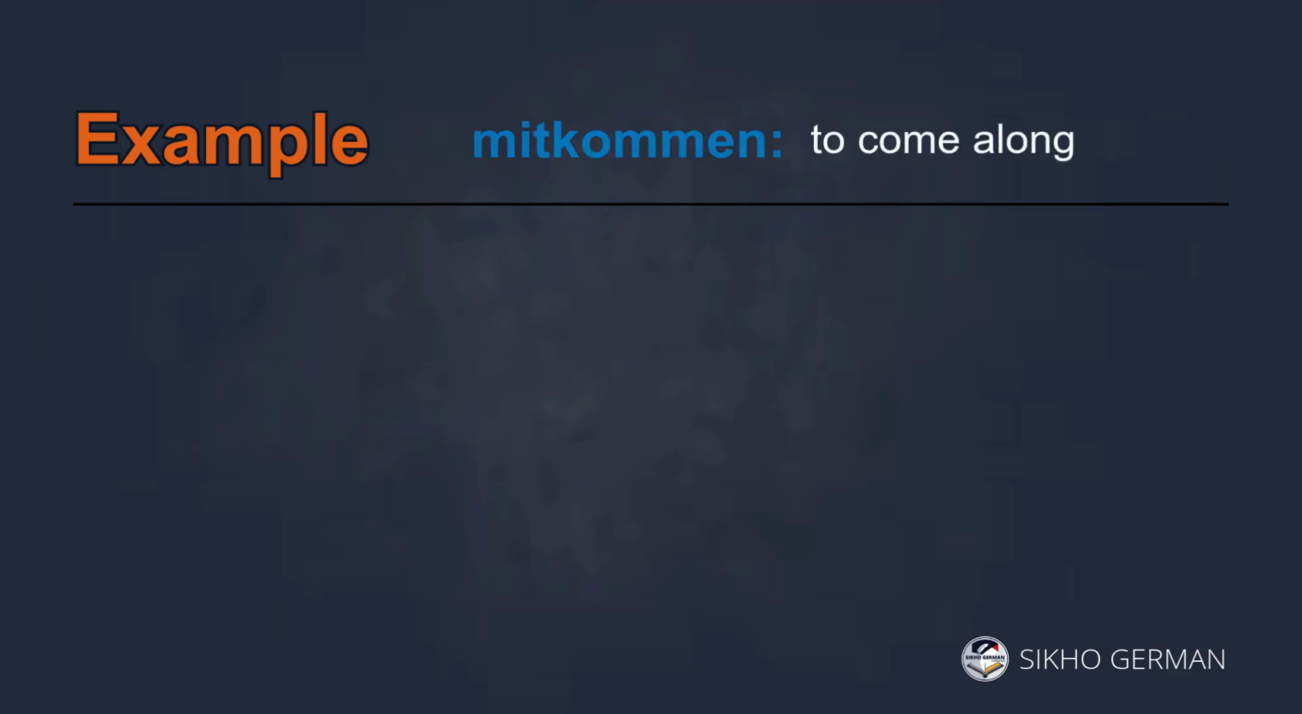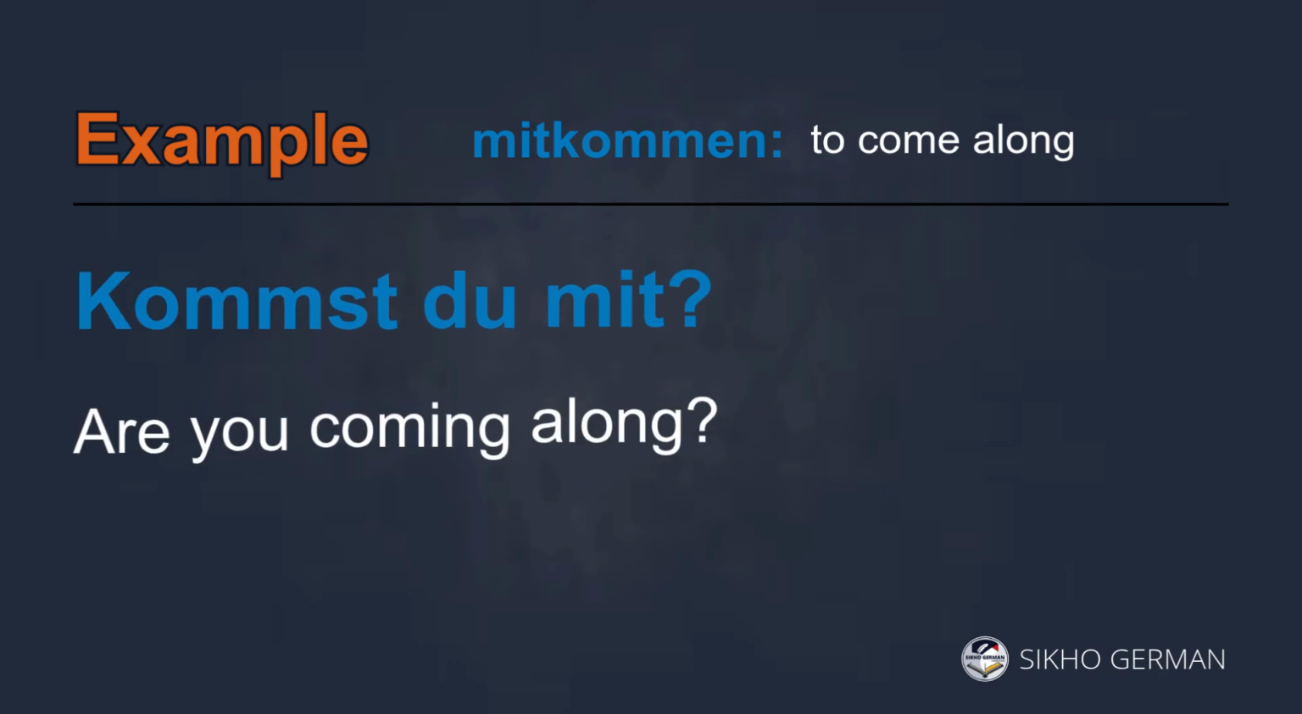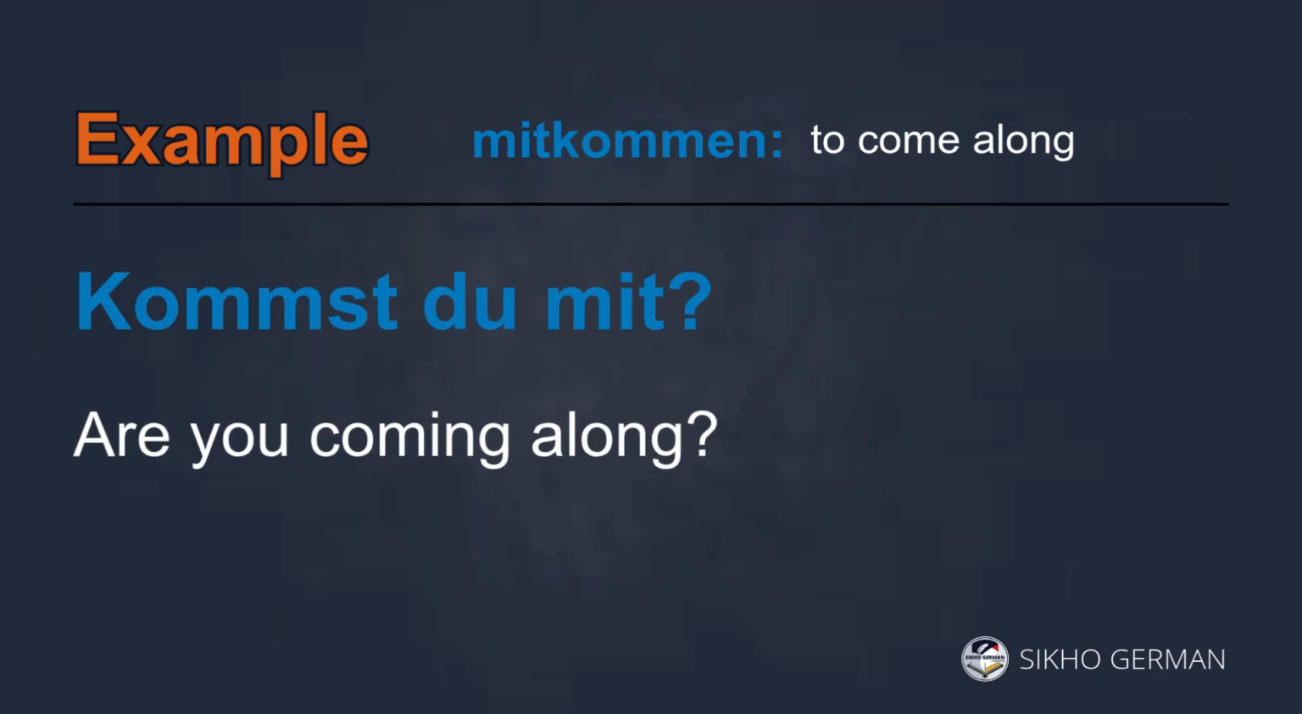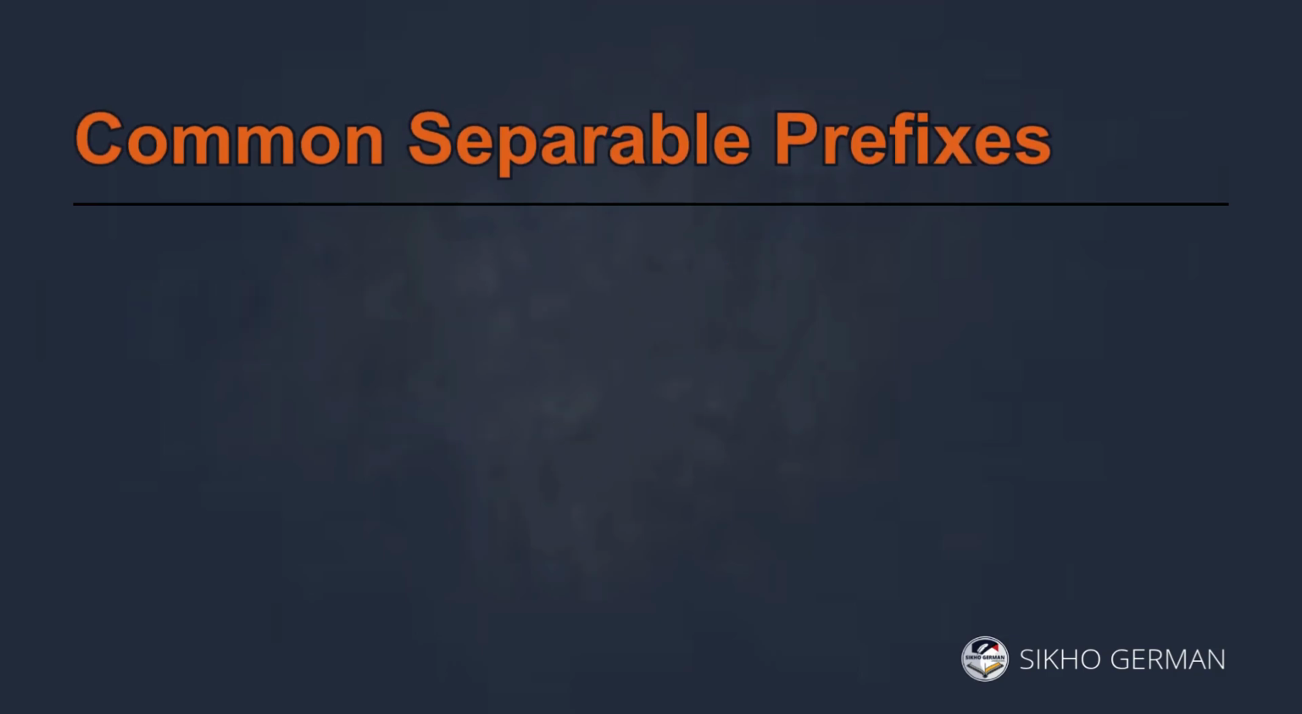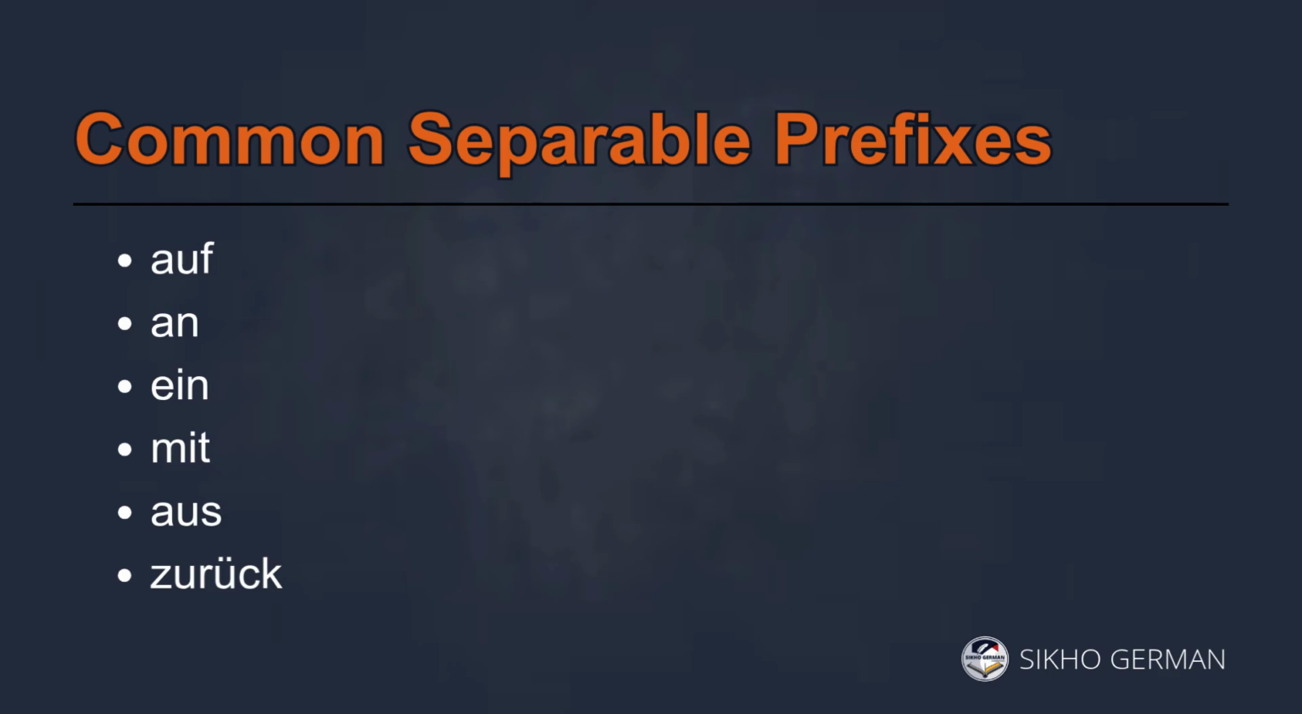And here is mitkommen, meaning to come along. Kommst du mit? Are you coming along? Even in a question, the rule applies. The conjugated verb kommst is at the front, and the prefix mit is at the end. So, how do you know if a verb is separable? You look at the prefix. Here are the most common separable prefixes: auf, an, ein, mit, aus, and zurück. If a verb starts with one of these, you can be certain it will split in a present tense sentence.